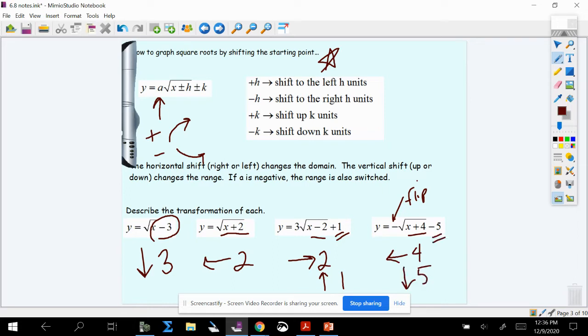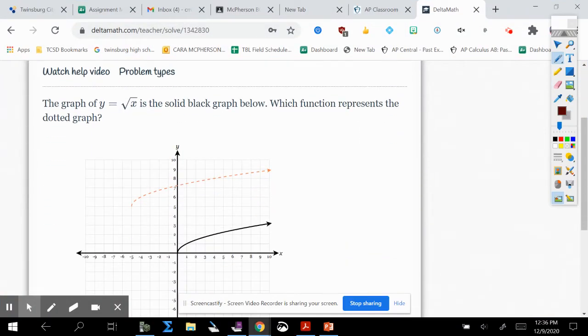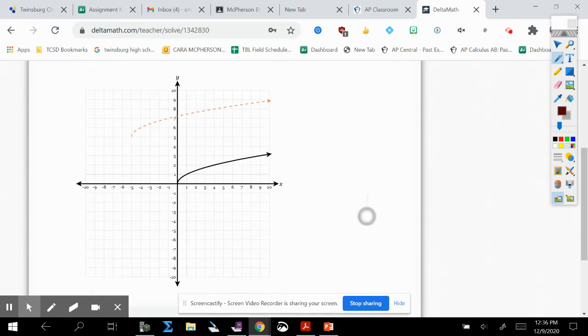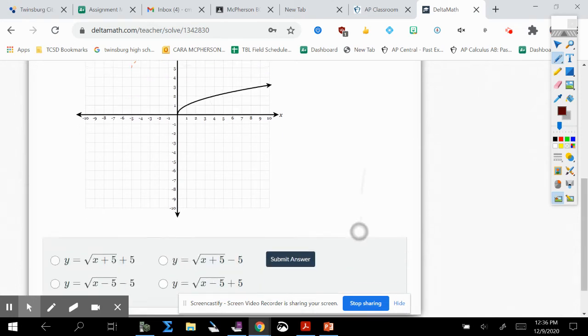So what you're going to see on Delta Math, we've done ones like this where they give you that parent function again, which in this case is the solid black one, and they're going to ask you for the equation of the dotted one. So you have to go through and figure out what happened to it. Did it move to the right or left? Did it move up or down? Did it flip?